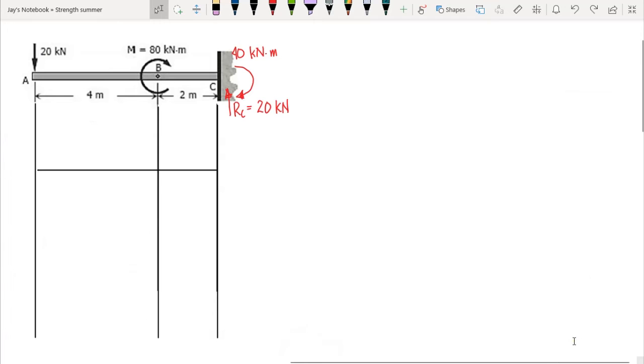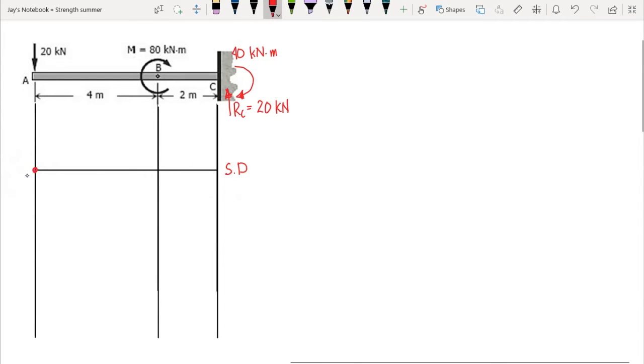Okay, let's now draw the shear and moment diagram. We have already computed the reactions. That is, we have the reaction at C that is vertical, 20 kilonewton upward, and a 40 kilonewton meter moment reaction that is rotating clockwise. Now, in creating a shear diagram, we most preferably need to start at the leftmost point in our beam. The leftmost point here is point A. So we start at point A.